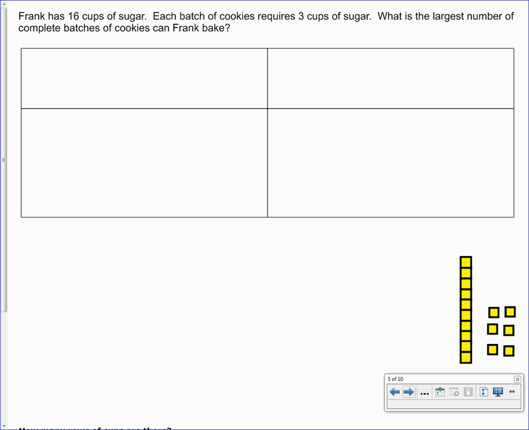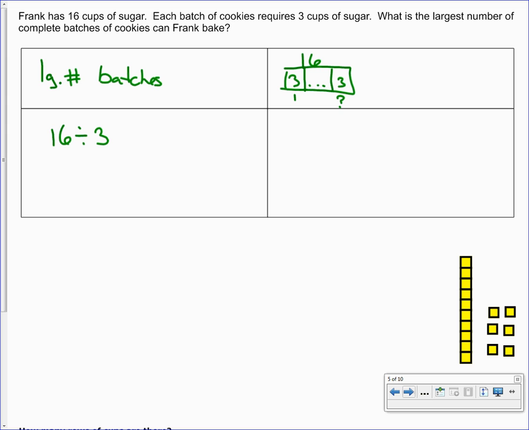Let's jump in. Frank has 16 cups of sugar. Each batch of cookies requires 3 cups of sugar. What's the largest number of complete batches of cookies that Frank can bake? So I'm looking for the largest number of batches. We're going to have 16 cups. Each batch requires 3 cups. And I want to know how many batches I can make. So I'm going to do 16 divided by 3.